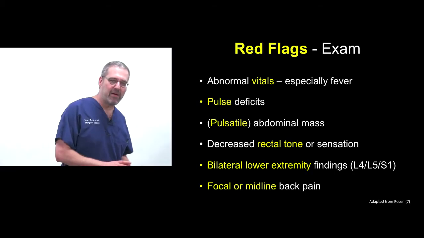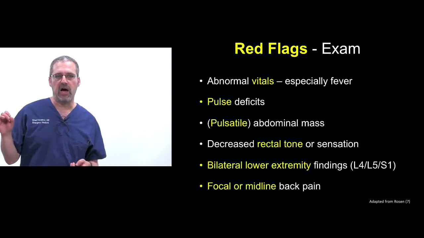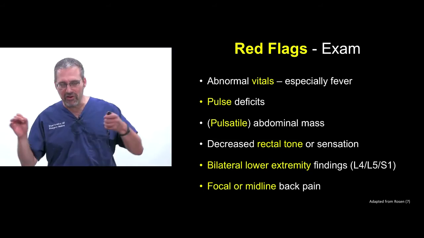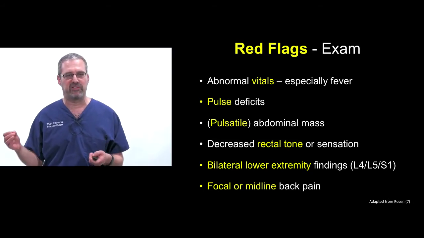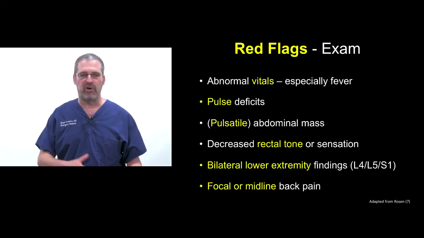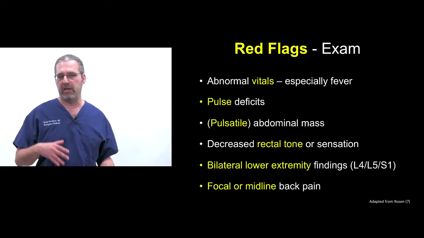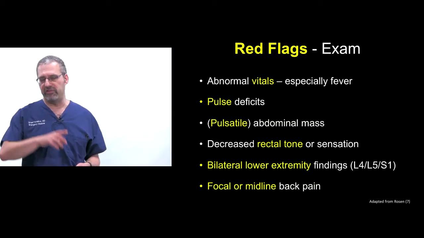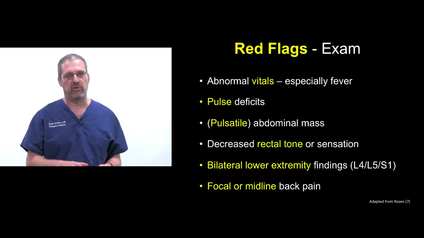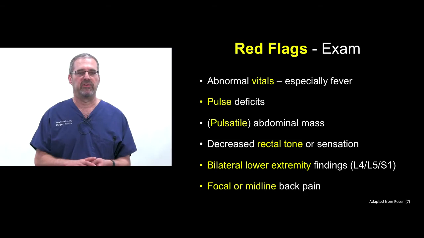So those are the main history red flags. The examination red flags are here, okay, and there's a little overlap between the history. Obviously, they have a fever, that's really important. Pulse deficits and pulsatile mass have to do with AAA, which is incredibly important to rule out. Any findings of decreased sensation around the anus or rectal tone, depending on which one you do, is very concerning.